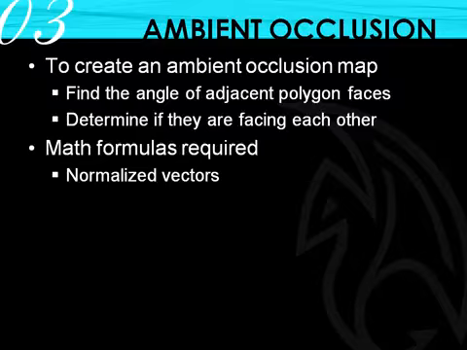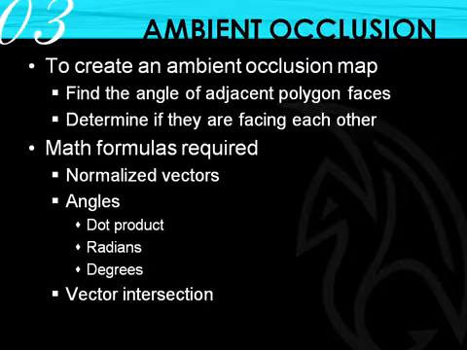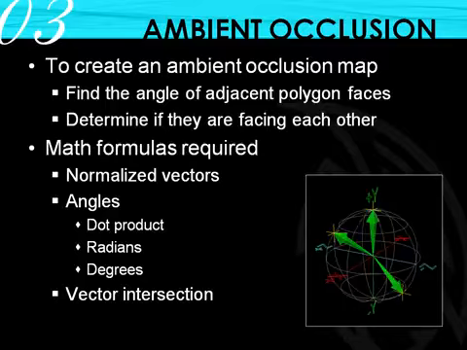First of all, we need to understand normalized vectors. We need to understand angles. And there are 3 different sections that we're going to look at in angles: dot products, radians, and degrees, which are all related, and you'll see how. And then finally, we're going to look at vector intersection. So let's just take a quick look here.